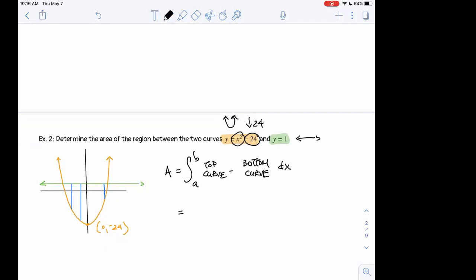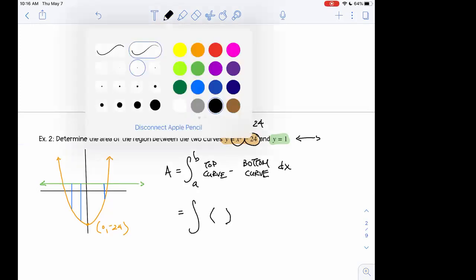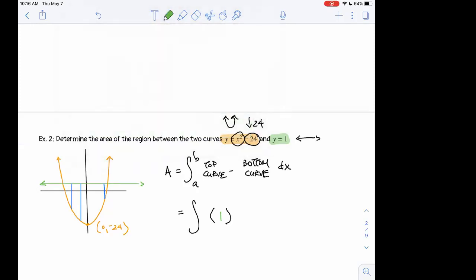Now, like the last example, I can actually go ahead and fill in my top curve, which is going to be 1. And then minus the bottom curve, going to be the x squared minus 24. Okay, so bottom curve and top curve.